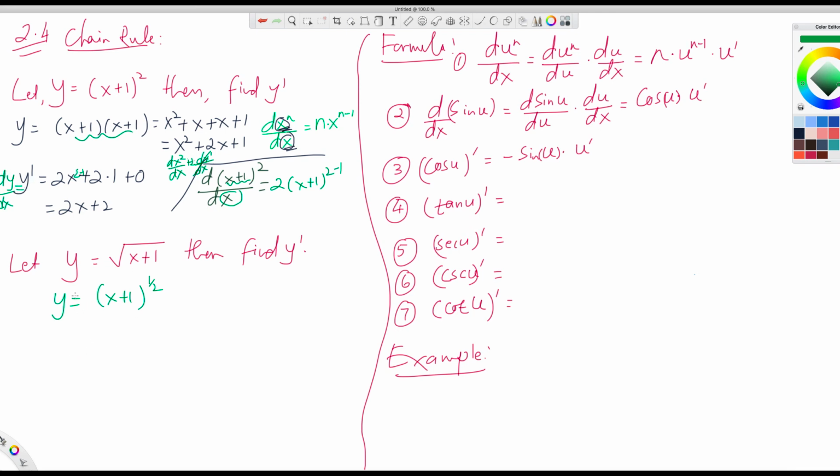If you want to find the derivative of this, you write dy over dx. I'm finding it with respect to x because x is the only variable here. And then you write d over dx of (x plus 1) to the 1/2. Now look at this. You cannot simply use the power rule here. Why not? Because there is x plus 1 in the base, not just x.